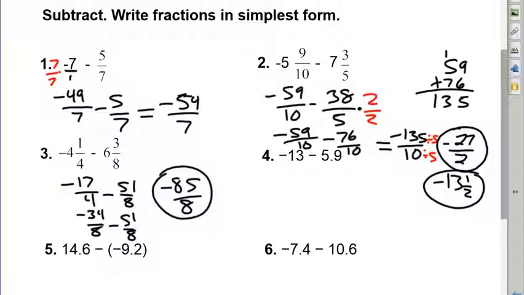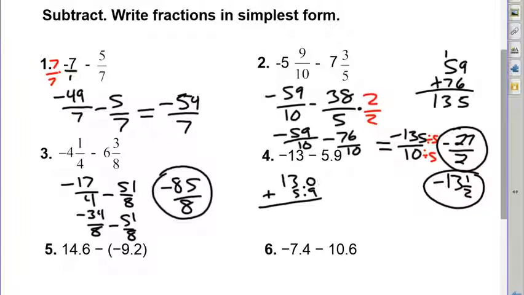Our next 3 problems are on decimals. So I have negative 13 minus 5.9. Anytime we're subtracting a number from a negative, we know it's going to make a bigger negative number. I'm going to take 13 and add 5.9. It's important that when we're adding, we line up our decimal places.